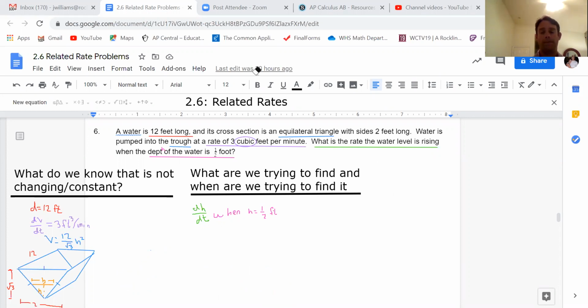So let's take a look-see. Volume is 12 over root 3 times h squared. So we're going to go ahead and do our dV/dt, which equals 12 over root 3 times 2h dh/dt.